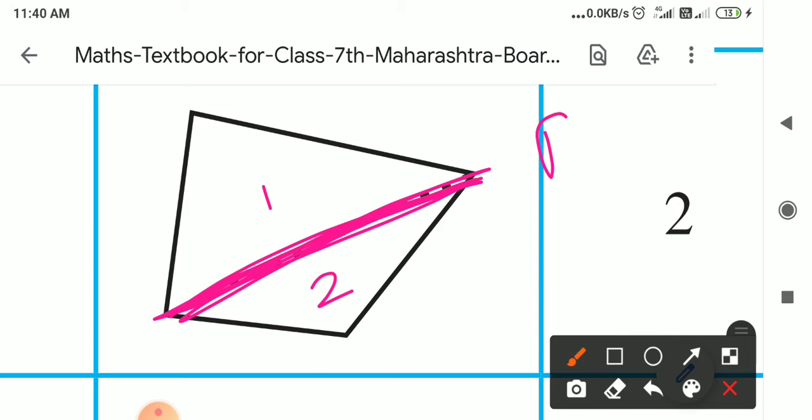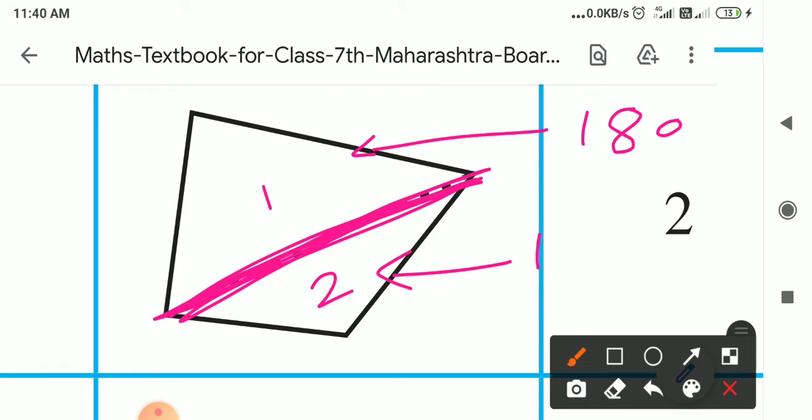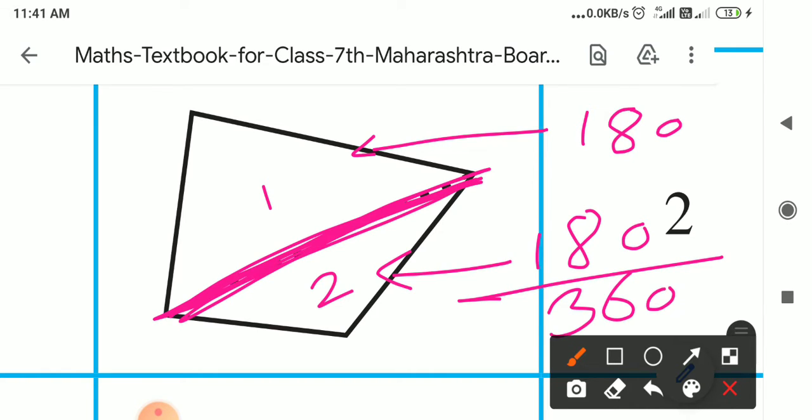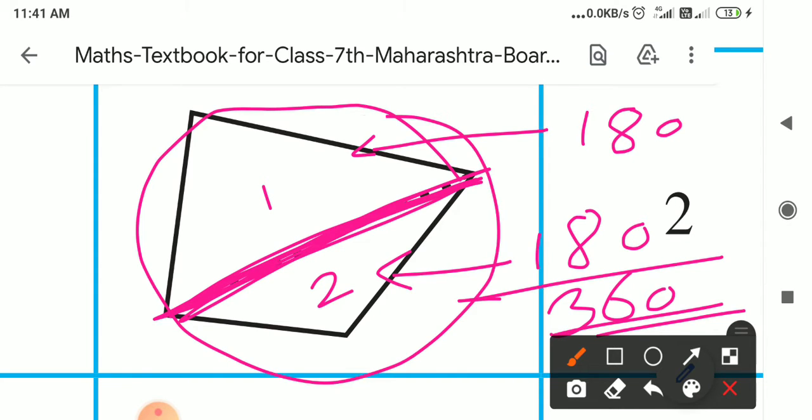Pair means what? Two. As we know the property of a triangle, the sum of all interior angles of a triangle is 180, so its measure is 180, and the second triangle's measure is also 180. So 180 plus 180 is equal to how much? 360. So from this we understand that the sum of all angles of a quadrilateral is equal to 360.